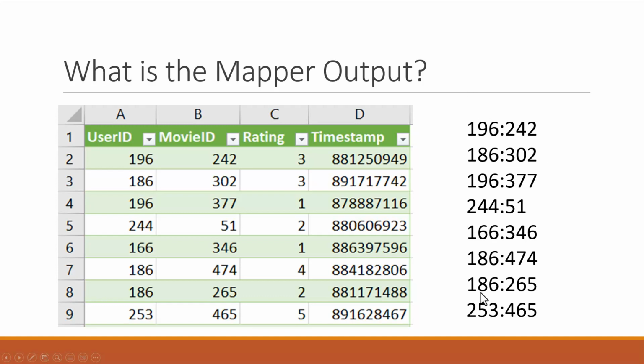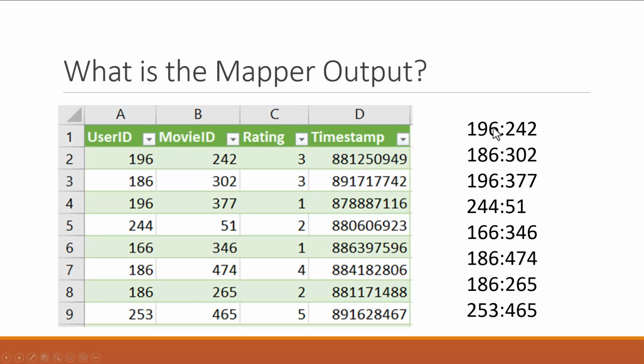So the reducer is going to take this output, and these are our key value pairs. If we're looking specifically at movie IDs, 196 has movie ID 242. Let's assume the movie ID was the value. We're going to count up the number of occurrences of the movie ID. So 196, 242, 186, 302, 196, 377.